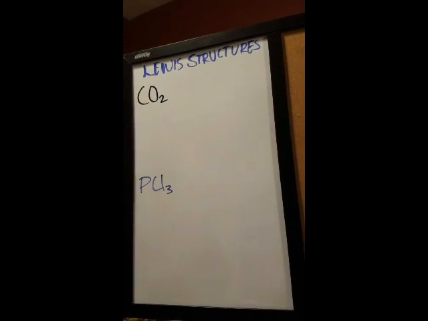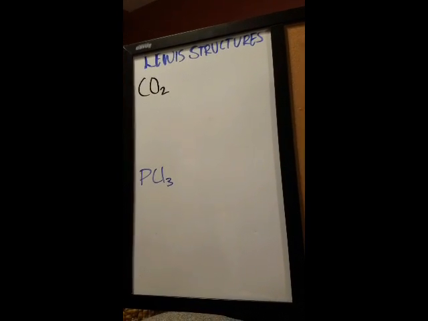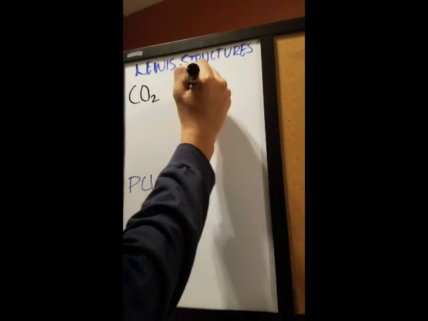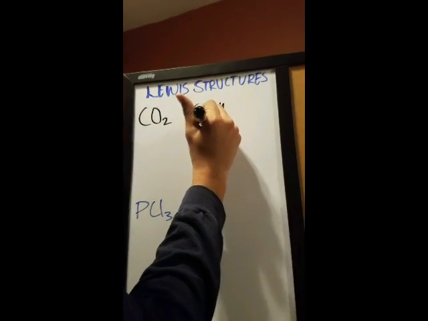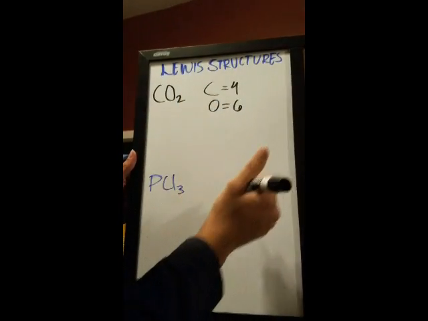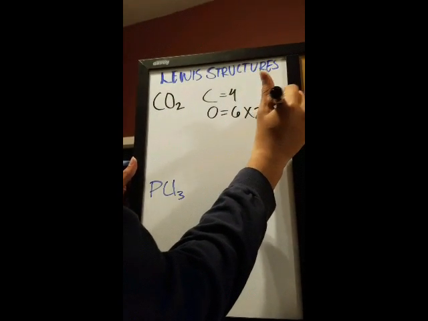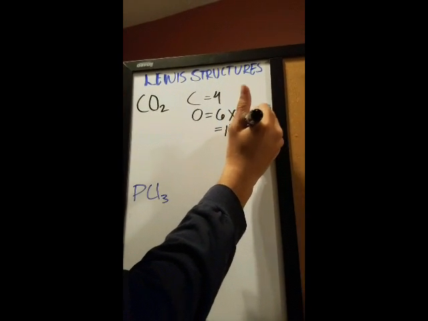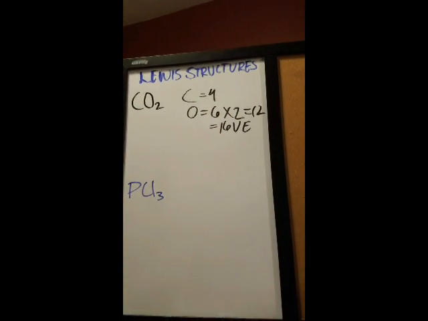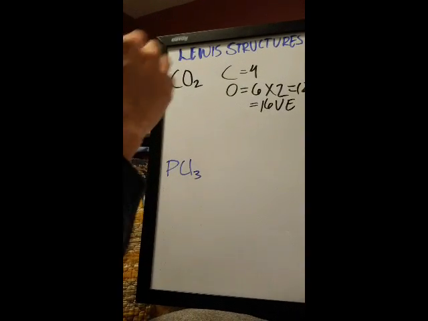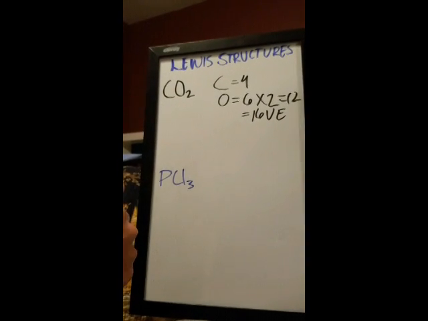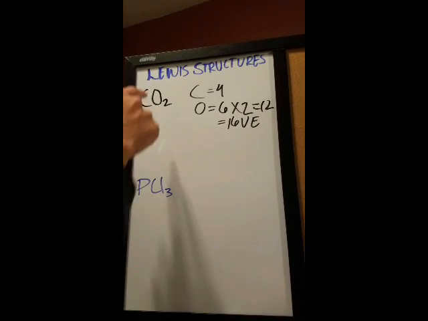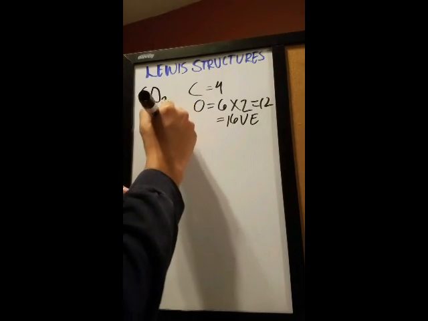So the first thing we want to do is find the number of valence electrons in each individual atom in our molecule. So carbon has 4, oxygen has 6, and since there's 2 of them, we have 12 for oxygen. So that gives us a total of 16 valence electrons. The next thing we want to do is arrange our different atoms in order. In Lewis structures, the least electronegative atom comes in the middle, and in this CO2 molecule, that happens to be carbon.